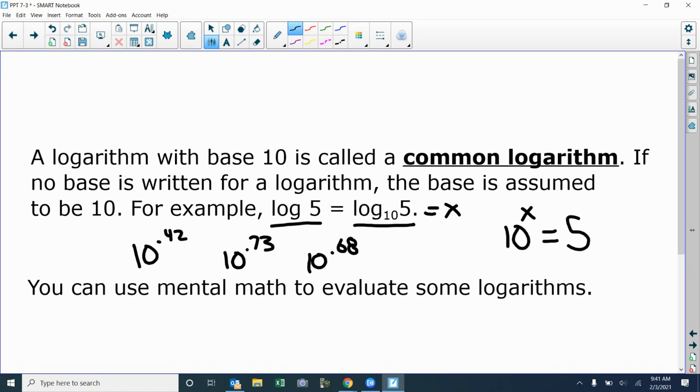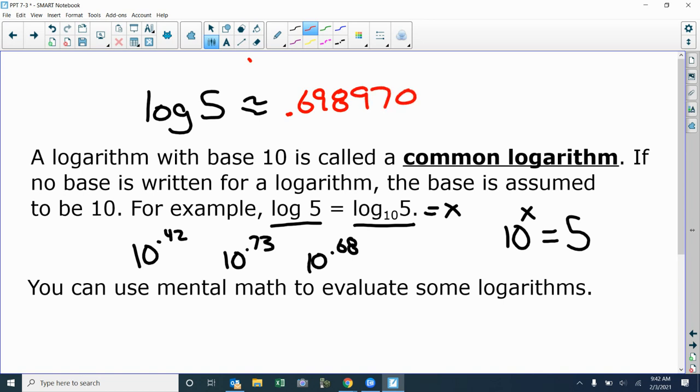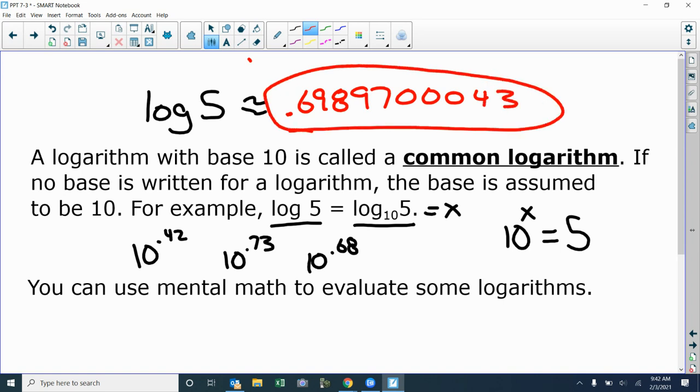Try in your calculator now. Put log 5 and see what you get. Log 5. Point what? 698. Keep going. 9, 7, 0, 0, 0, 4, 3. Okay. Do you see that, folks?